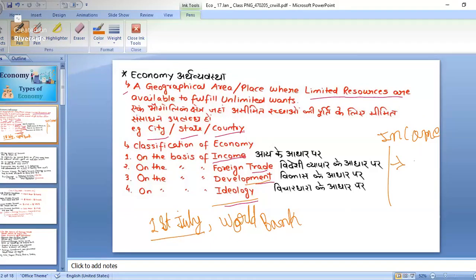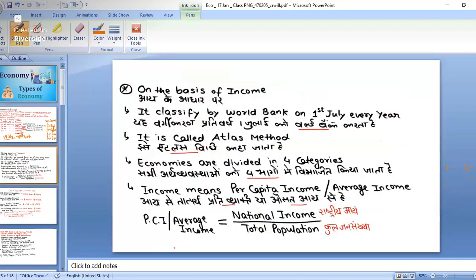So what are those income criteria? Someone is having high income, so we have high income countries. Then upper middle income countries. After upper middle, we have divided countries into lower middle income countries, and then low income countries. So these are on the basis of income. Remember who classifies our world into four parts on the basis of income criteria: the World Bank, and this classification happens every year on 1st July.